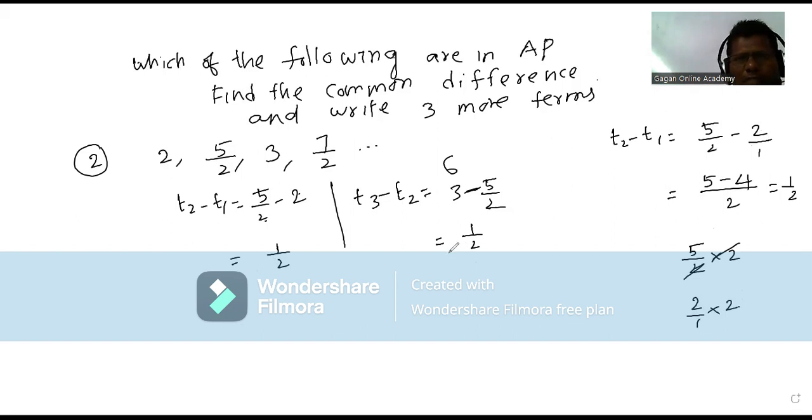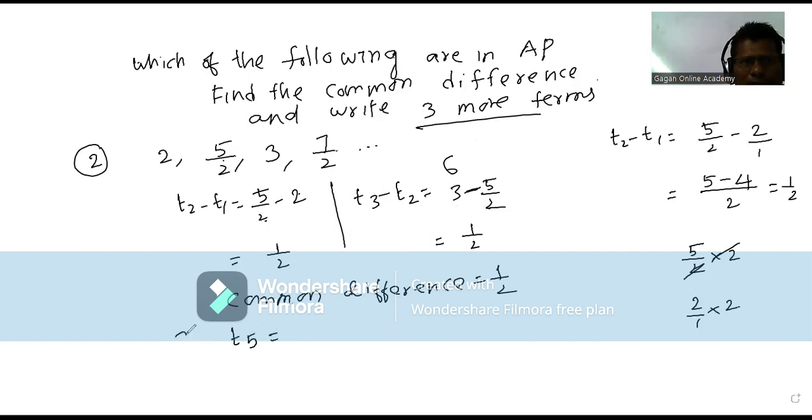So we got the same difference, T2 minus T1 and T3 minus T2. So the common difference is 1 by 2. Now we are asked to write three more terms. Here we have the first term, second term, third term, fourth term. Now we have to find the fifth term, T5. In some books it is written as A5. You can write A5 or T5, no problem.